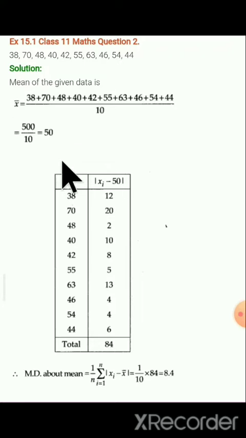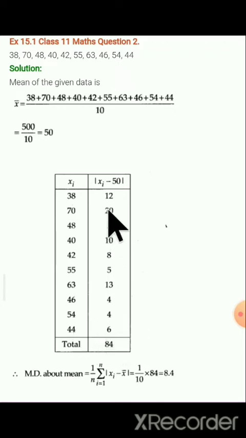Next find out the value of modulus of xi minus x bar, that is absolute values for the given data, that is 38 minus 50, that is 12. 70 minus 50, that equal to 20. 48 minus 50, that equal to 2. 40 minus 50, that is 10. 42 minus 50, that is 8. 55 minus 50, that is 5. 63 minus 50, that is 13. 46 minus 50, that is 4. 54 minus 50, that is 4. 44 minus 50, that equal to 6.